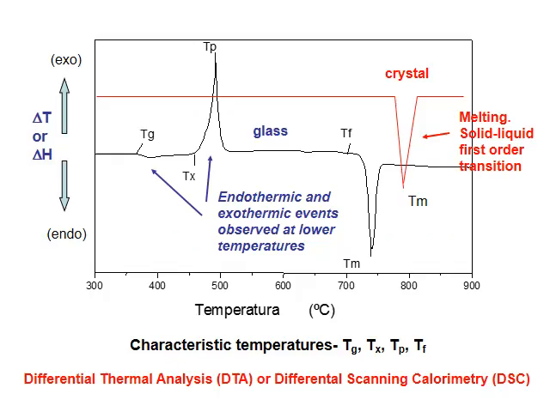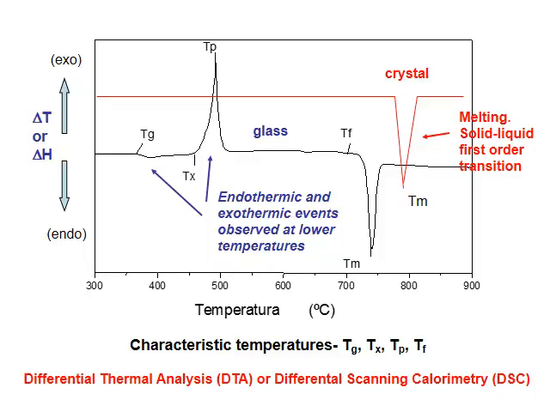Here you have some typical DTA or DSC scans. In red, you have what you should obtain if you have a crystalline monophasic sample. As you heat the sample, nothing happens until it melts at Tm, the solid-liquid first-order phase transition.